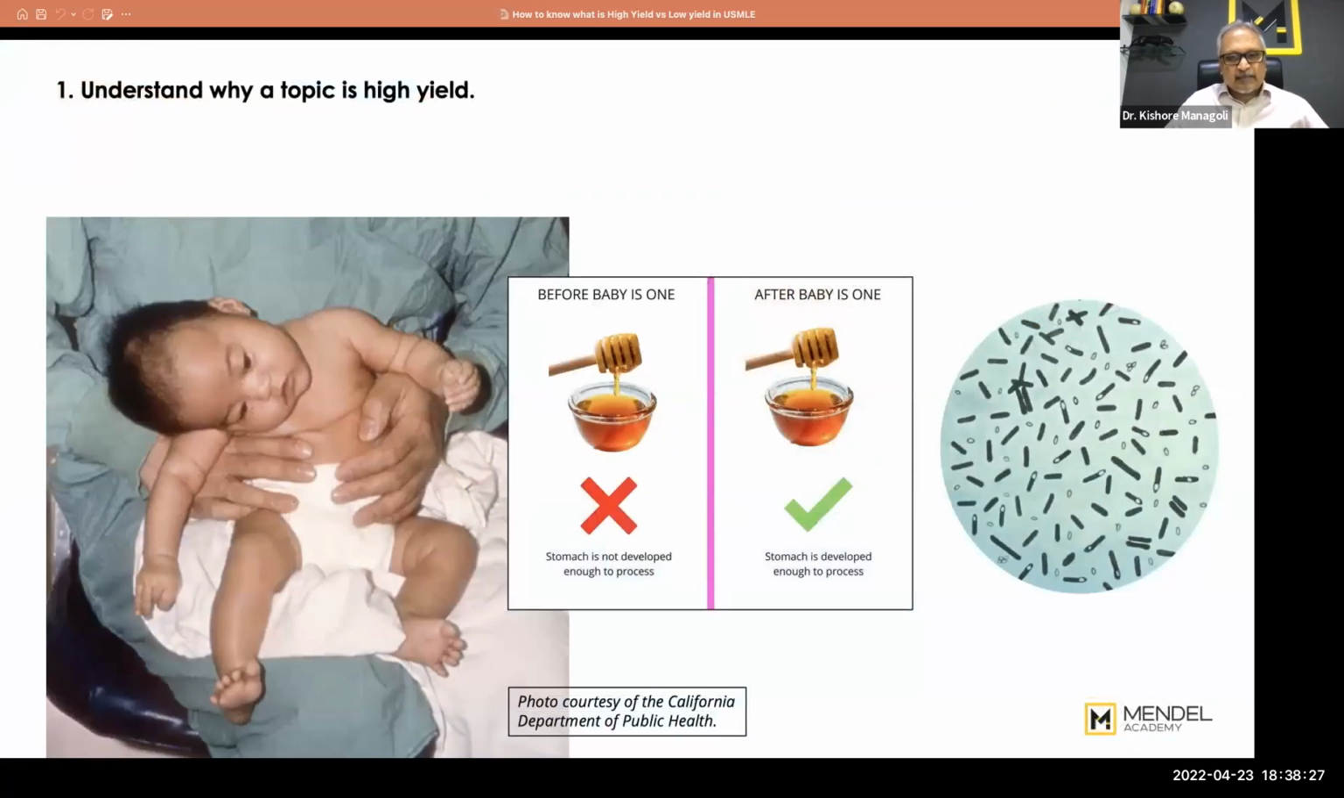So the next step is to understand why a topic is high yield. Now, this is a typical floppy infant that you see because of botulinum toxin.